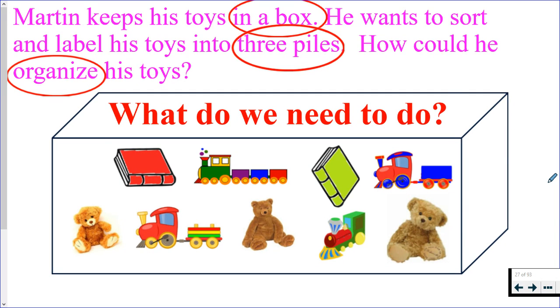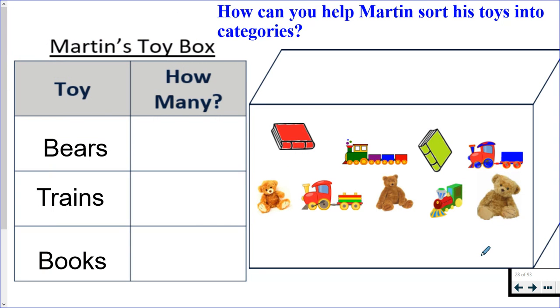When we read this again, we can see that Martin keeps them all in a box. Now, this might not be the best way to organize his toys, so he decided he's going to make 3 piles. Why 3? Well, we see 3 different types of toys, and he needs to organize them, so he needs to separate those toys. So let's help him do it. First, we're going to look at bears. Let's cross each one out and put a tally mark. Okay, looks like there's 3 tally marks for bears.